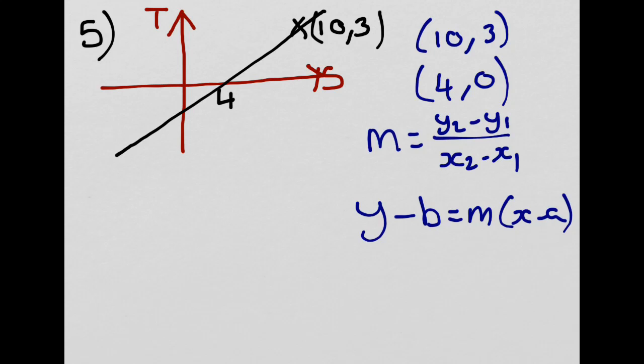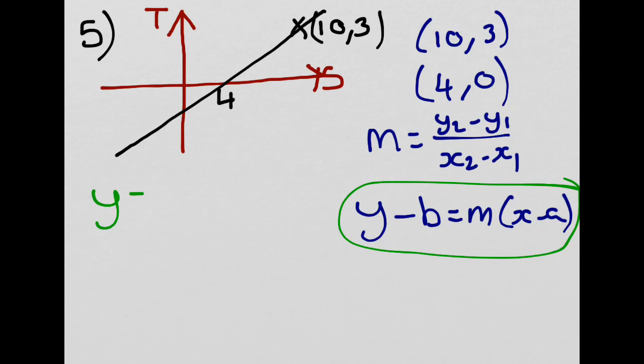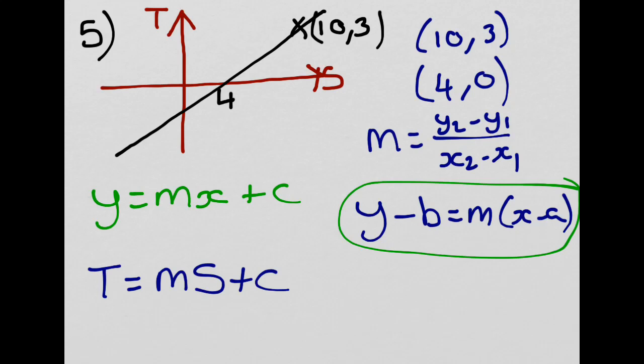Now you'll notice that it says in terms of t and s. Okay, so we're going to take the formula y minus b equals m(x minus a), and when you get to the finishing stage you'll have something that looks a bit like y equals mx plus a number at the end. To write it as an equation in t and s, you can see that your y has been replaced by t and your x has been replaced by s. So your equation of a straight line will be t equals ms plus c, where you replace the y with a t and the x with an s.